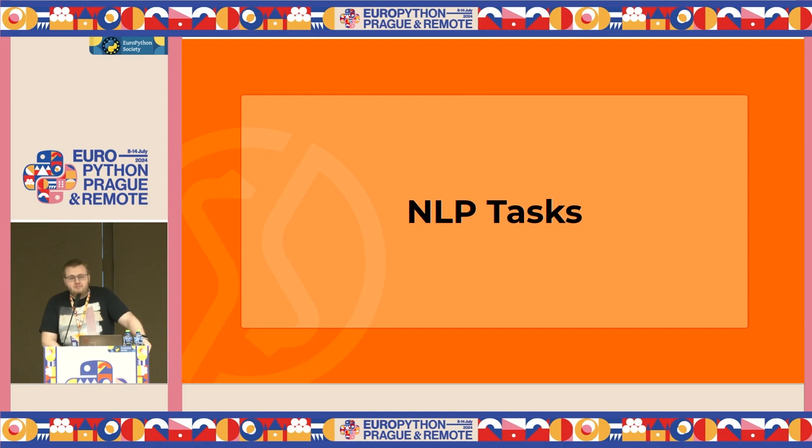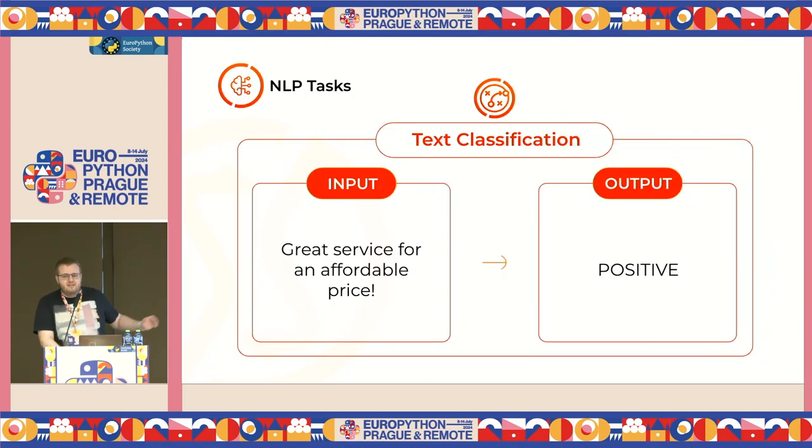So what are the common NLP tasks we might need to solve? The most classic one is obviously text classification, where the idea is to assign a label from a predefined set to an input sample. For example, here we have a sentence saying a great service for an affordable price, and we can determine that its sentiment is positive.